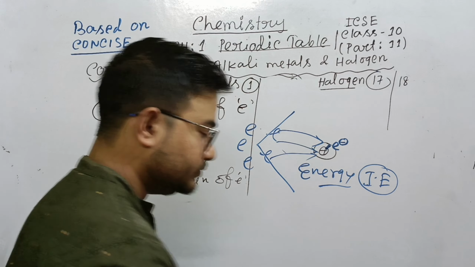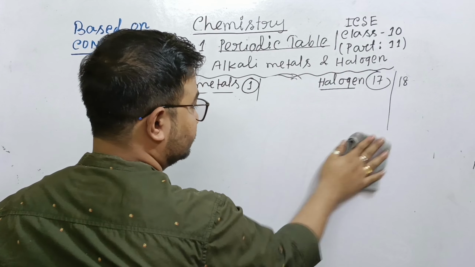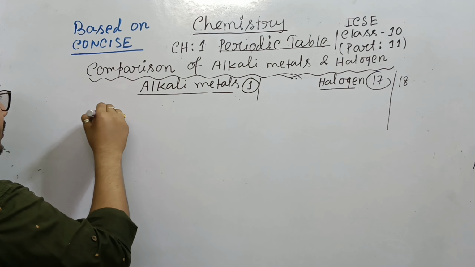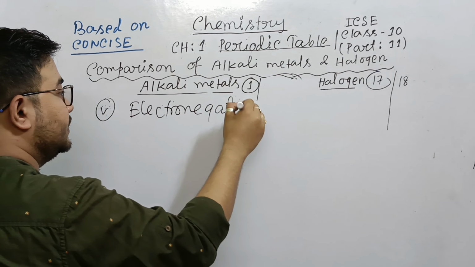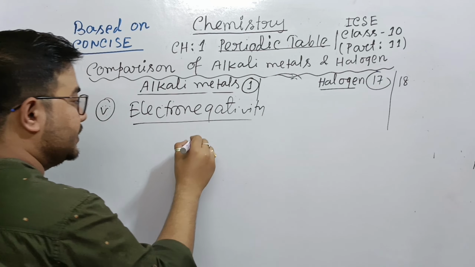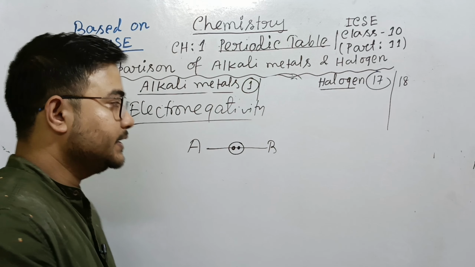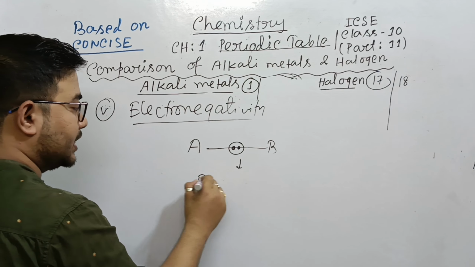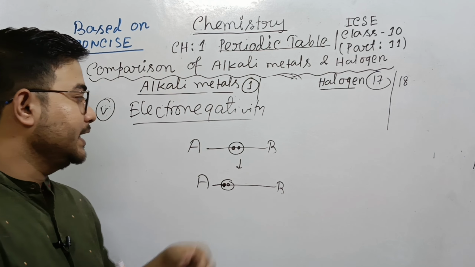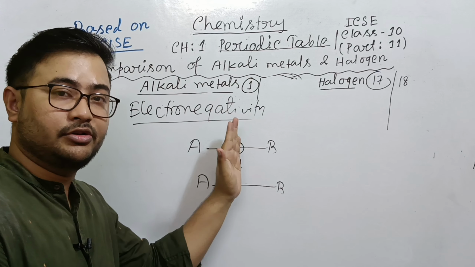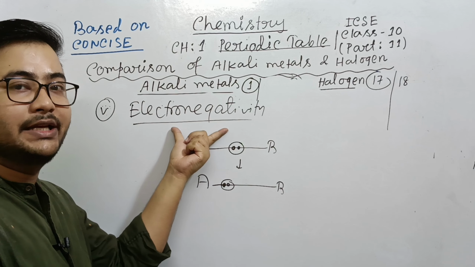Understand? Okay, now the next point: electronegativity. What is electronegativity? Already discussed. There are two electrons present in a bond. Electronegativity means the attraction of this bonded electron pair towards itself. See the diagram here: the electron is present in the middle of the bond, but here A attracts the electron towards itself. This attraction is known as electronegativity.